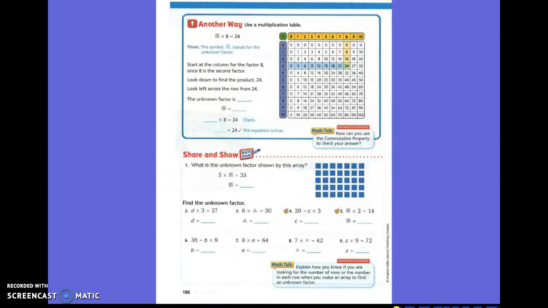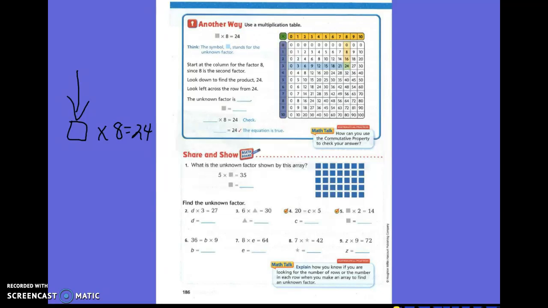Another way to find an unknown factor is by using a multiplication table. So you have this multiplication table over here on page 186. And instead of using an n this time, they did use a box. Blank times 8 equals 24. Think of the box as standing for the unknown factor. To find this unknown factor, which we know because we just did it, right?